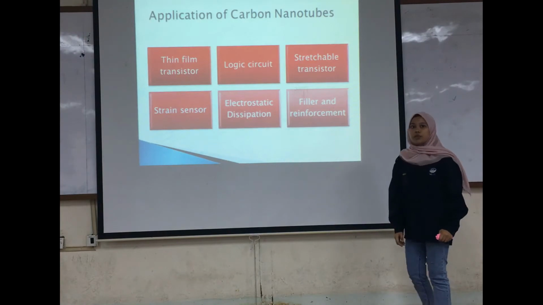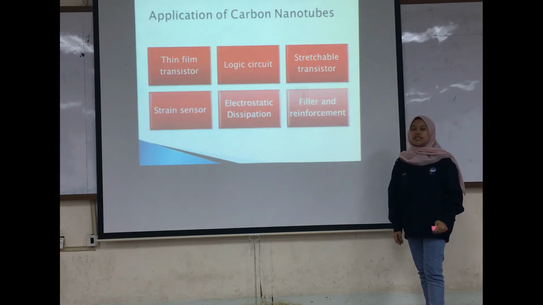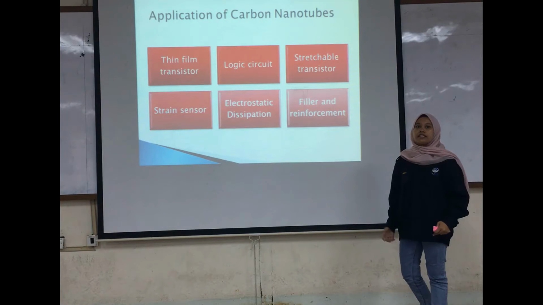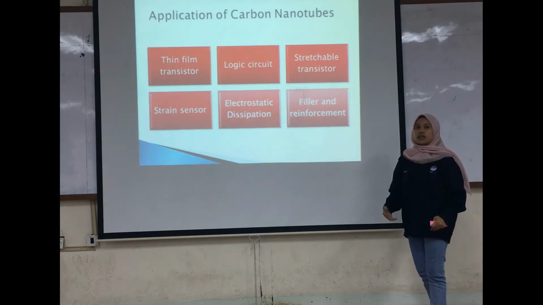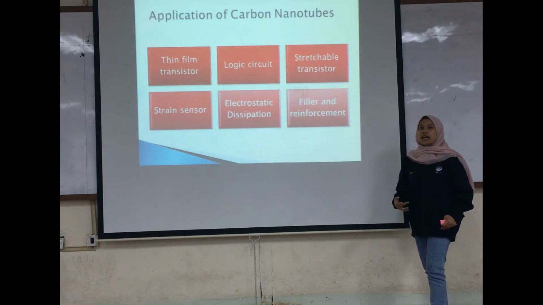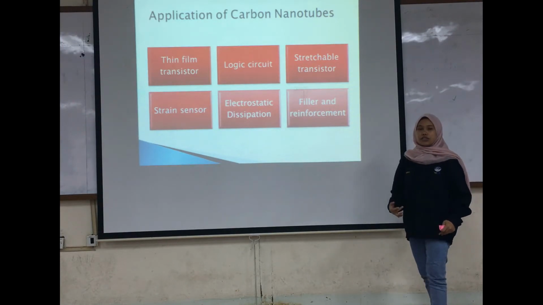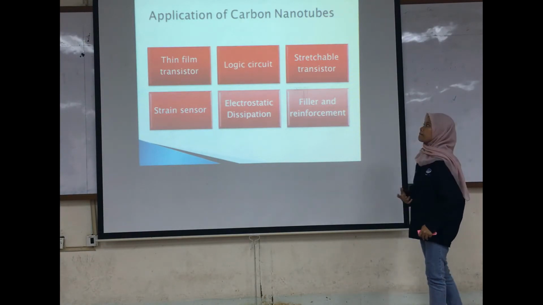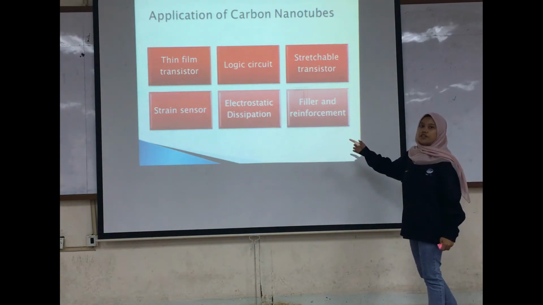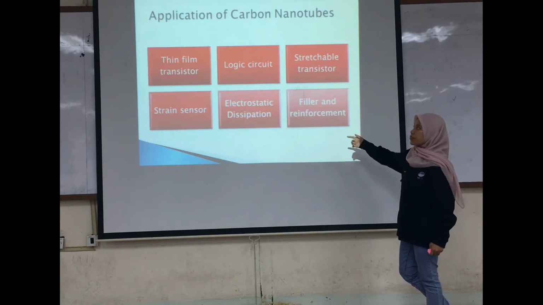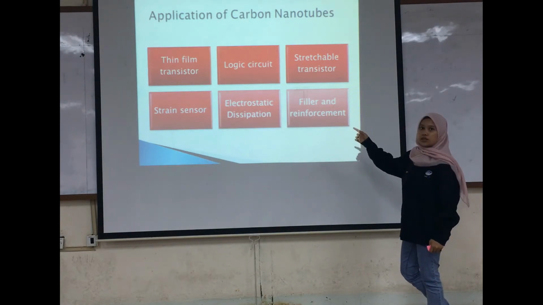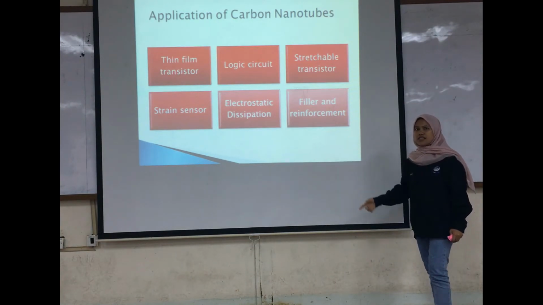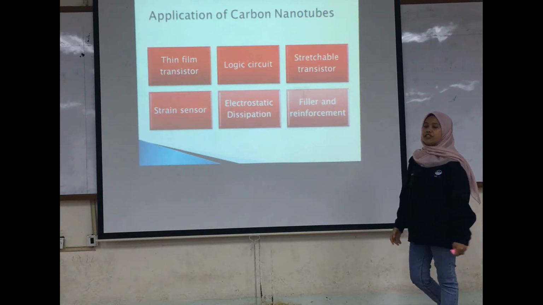So, carbon nanotubes are widely used in electronic applications. This is because we know that carbon nanotubes have good electrical, thermal, and mechanical properties. These are the applications of single-wall carbon nanotubes: thin film transistor, logic circuit, stretchable transistor, stress sensor, electrostatic dissipation, and filler and reinforcement.